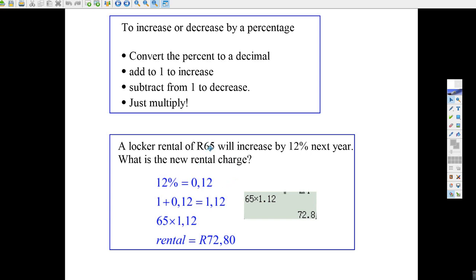Say you had a locker rental with 65 Rand, and there's going to be a 12% increase. What's the new charge? You go 12%, 0.12, add it to 1, multiply it by 65. The new charge is 72.80. That's all there is to it. Just follow these steps here.